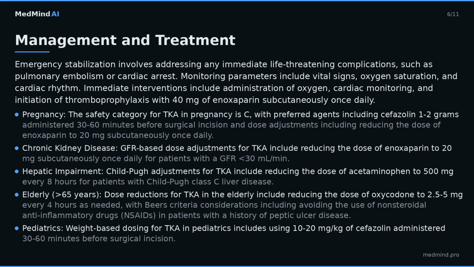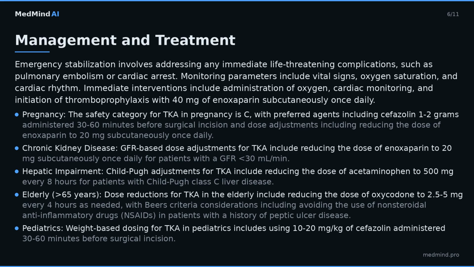daily. Chronic kidney disease. GFR-based dose adjustments for TKA include reducing the dose of enoxaparin to 20 mg subcutaneously once daily for patients with a GFR less than 30 ml per minute. Hepatic impairment. Child-Pugh adjustments for TKA include reducing the dose of acetaminophen to 500 mg every 8 hours for patients with Child-Pugh Class C liver disease.